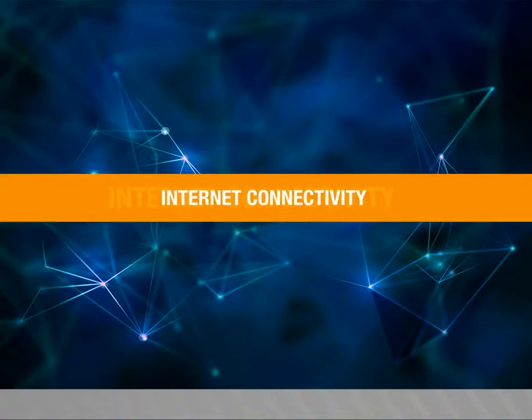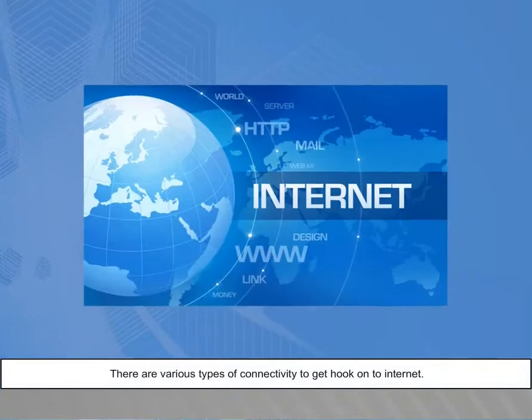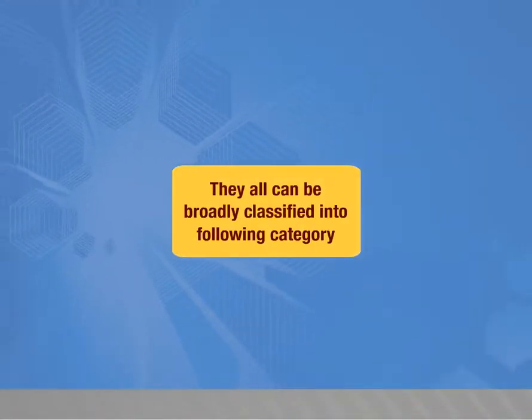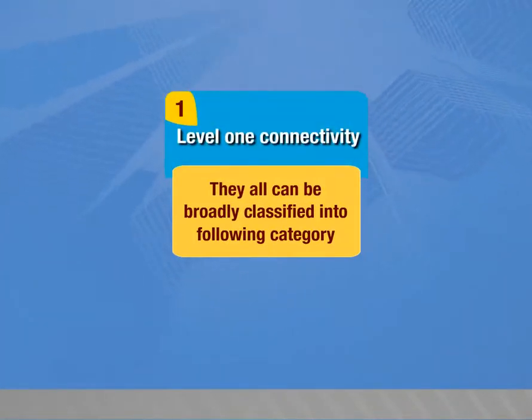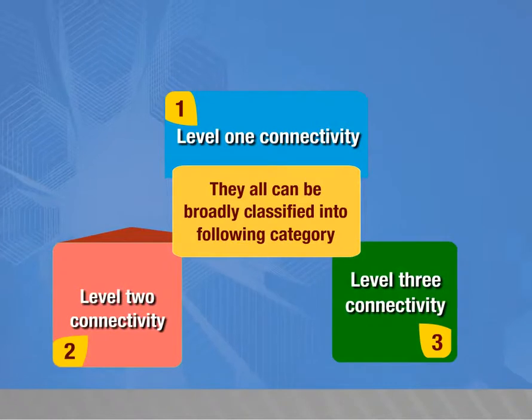Internet connectivity. In this video, we are going to see what internet connectivity is. There are various types of connectivity to get hooked onto the internet. They all can be broadly classified into the following categories: Level 1 connectivity, Level 2 connectivity, Level 3 connectivity.